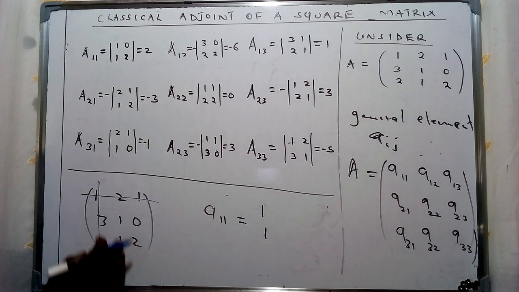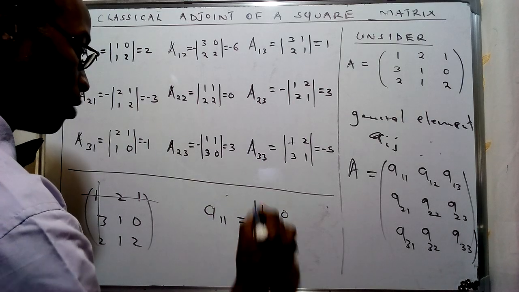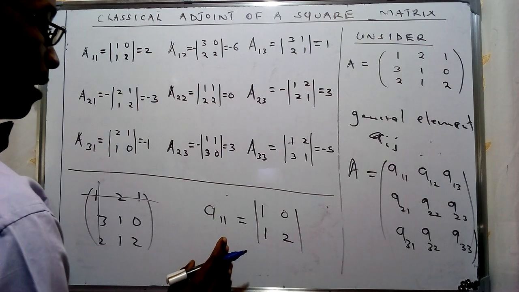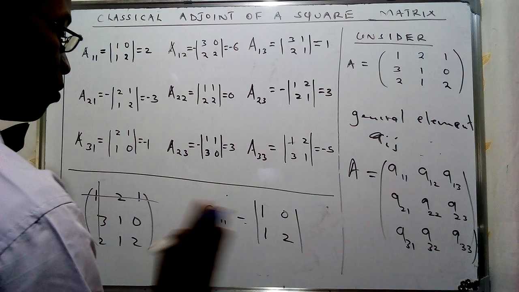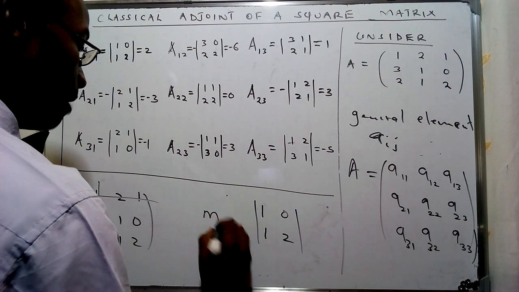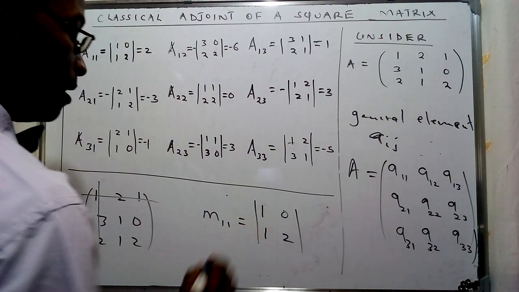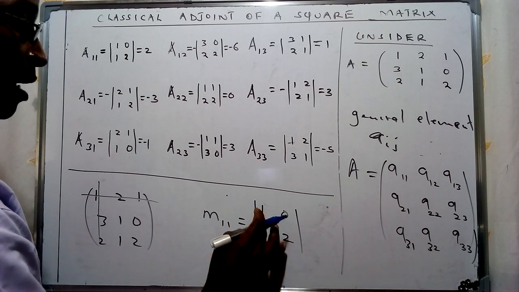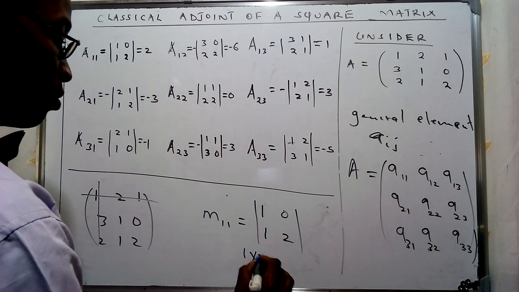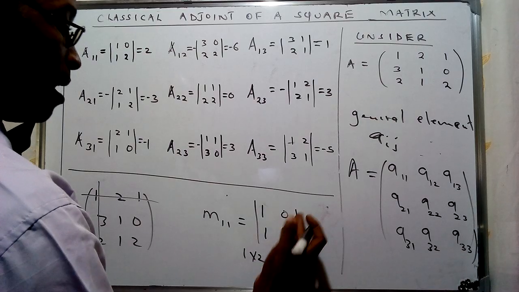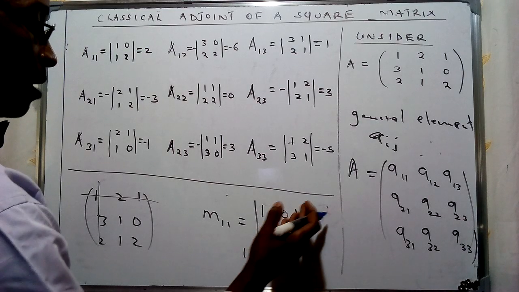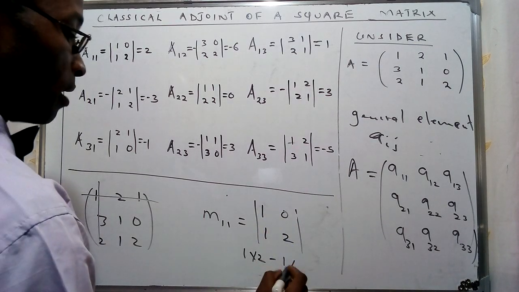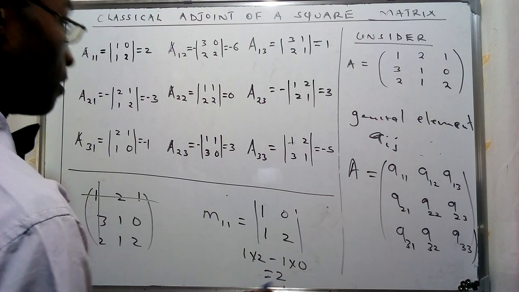So the remaining elements form a 2 by 2 submatrix, given as 1, 0, and 1, 2. To find the minor of this element, we're going to find the determinant, which is the product of the main diagonal elements, 1 times 2, minus the product of the diagonal running from the top right to the bottom left, which is 1 times 0. So this is going to give us 2.